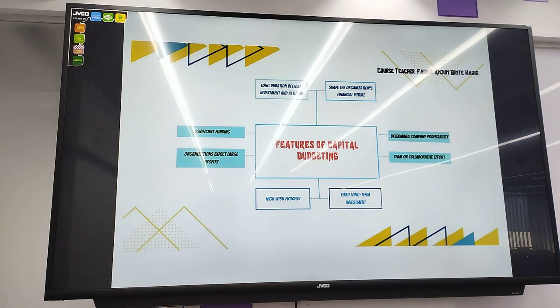Then the features of the capital budget. Here you can see a long-term duration between investment and return, which is connected with the shape of the organization's financial future. Then a high risk process, which is linked with fixed long-term investment. On the right side you can see determining the company's profitability, team or collaborative effort, significant funding, and the organization expects large profit.